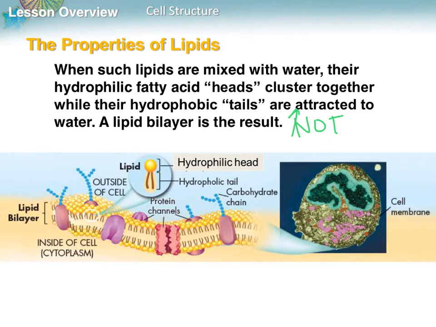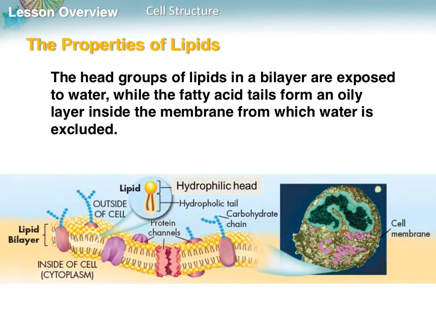They're not attracted to water, and that makes this two-layered cell membrane. The head part of the lipid is exposed to water on both the outside of the cell and the inside of the cell. And the fatty acid tails form this kind of oily layer in between, and then water can't mix with that. So it makes a waterproof barrier where water is acceptable on the outside and inside of the cell, but there's a barrier in between the two.